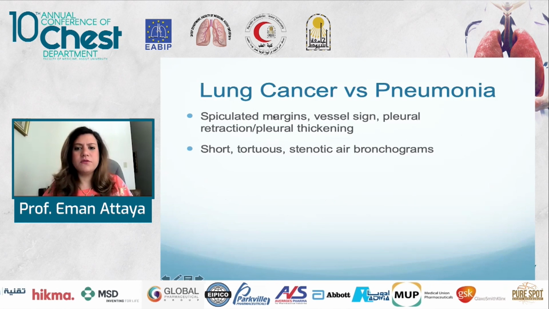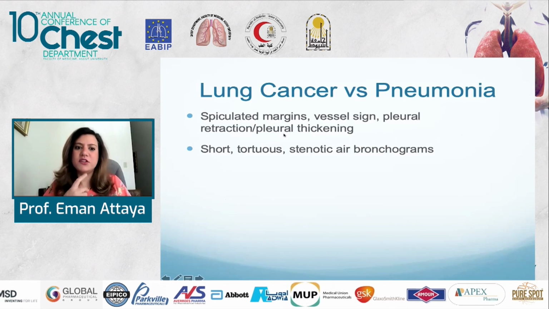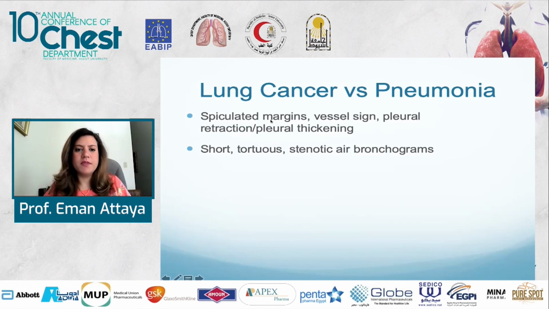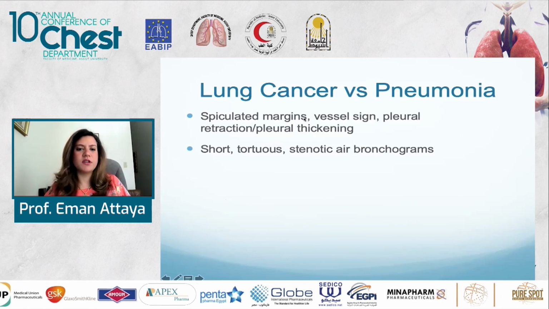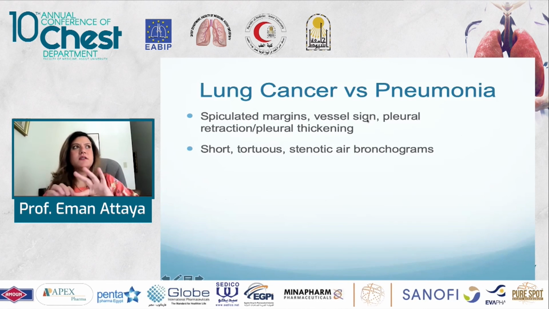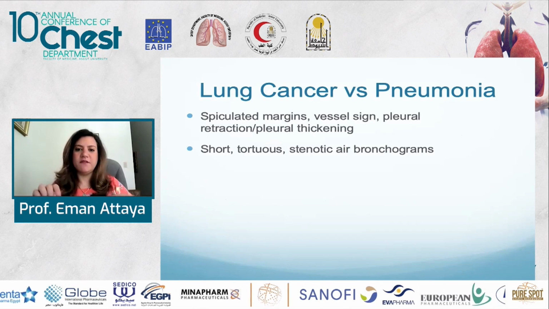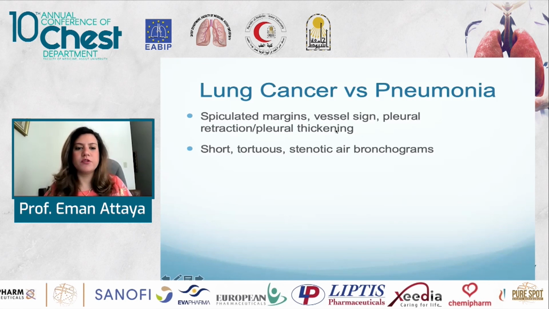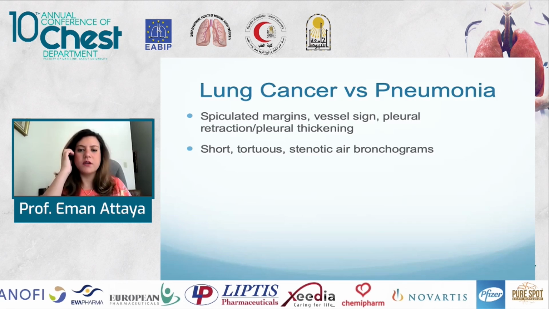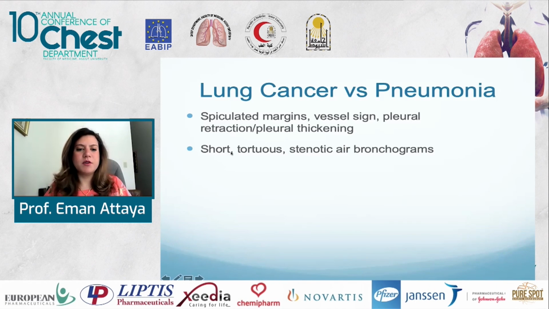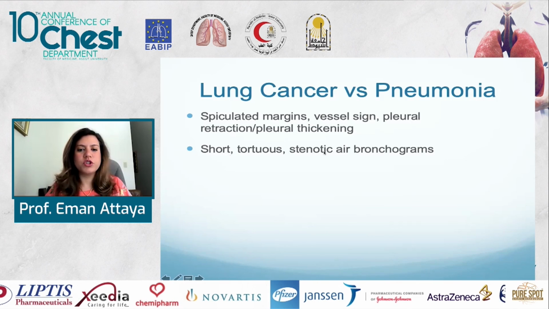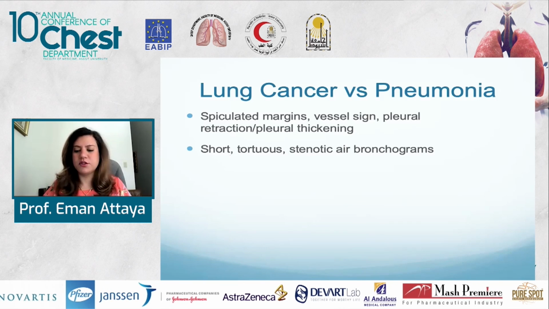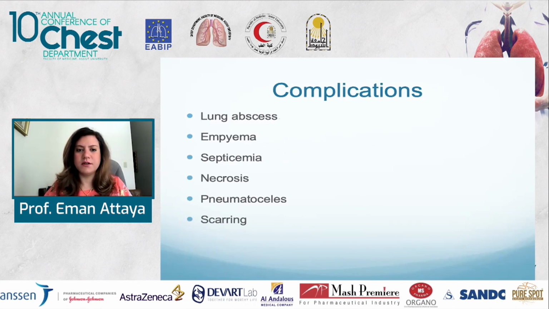Lung cancer versus pneumonia sometimes can be tricky. You'll have an opacity, and you're not sure, is this a lobar pneumonia? Is it a mass? So look for other signs, such as spiculated margins that you'll see with lung cancer. The vessel sign is where they describe a feeding vessel feeding the mass. I'm not sure how specific that is. Pleural thickening and pleural retraction, usually you don't get that with pneumonia. You get it with a lung cancer. And there was an article talking about how short, tortuous, and stenotic air bronchograms are more likely associated with a lung cancer. So just keep those ancillary findings in mind.